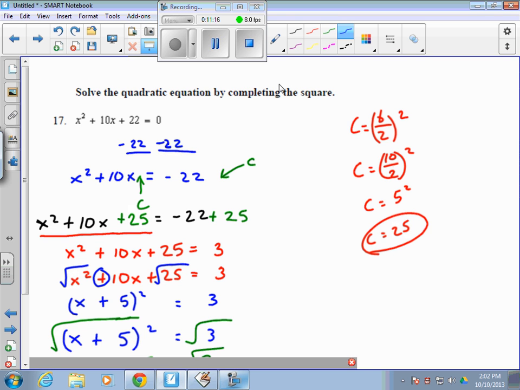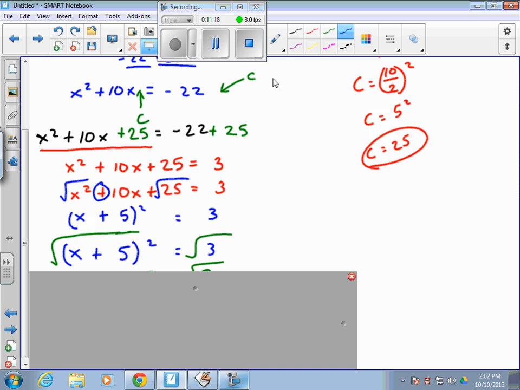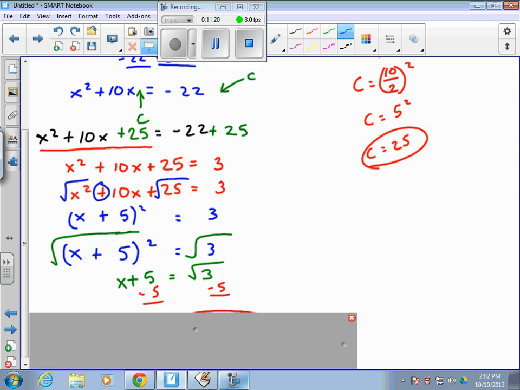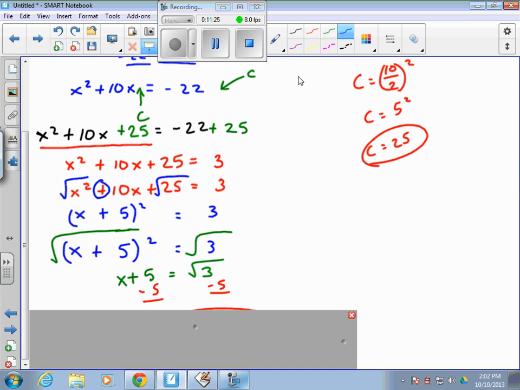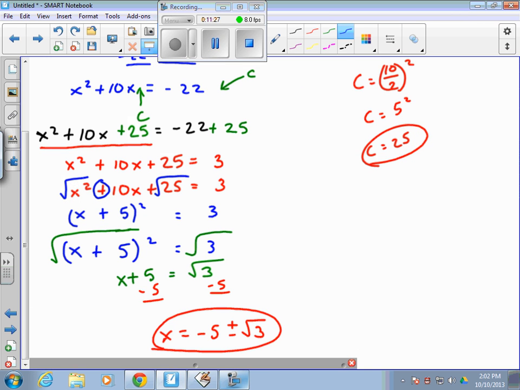Then in order to get rid of x plus 5 squared, you take the square root of it. You have to do likewise to the right side. Leaves you with x plus 5 equals the square root of 3. And when you get rid of plus 5 by subtracting, you get x equals negative 5 on the right plus or minus the square root of 3.